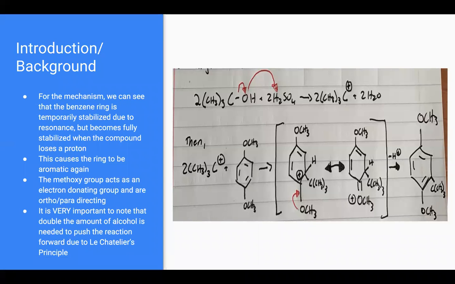For the mechanism, we can see that the benzene ring is temporarily stabilized due to the resonance, but becomes fully stabilized when the compound loses a proton. This causes the ring to be aromatic again. And then the methoxy group acts as an electron donating group and is ortho-para directing. It is very important to note that double the amount of alcohol is needed to push the reaction forward due to Le Chatelier's principle.